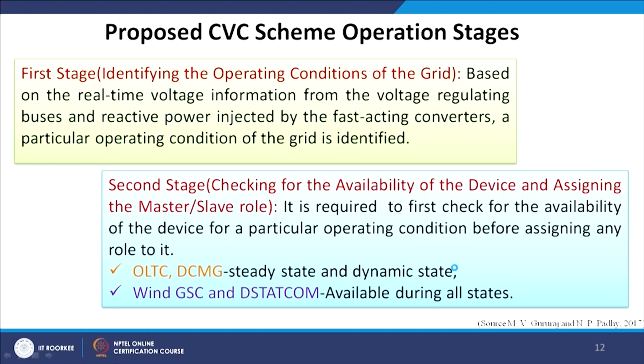For example, OLTC and DC microgrid are used during steady state and dynamic state, whereas the wind generators and these STATCOMs are available throughout all the 3 states.